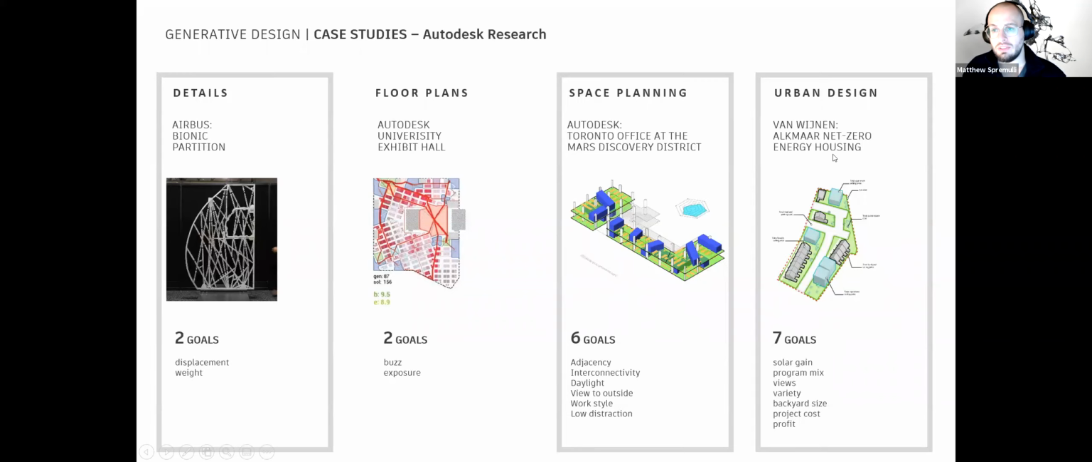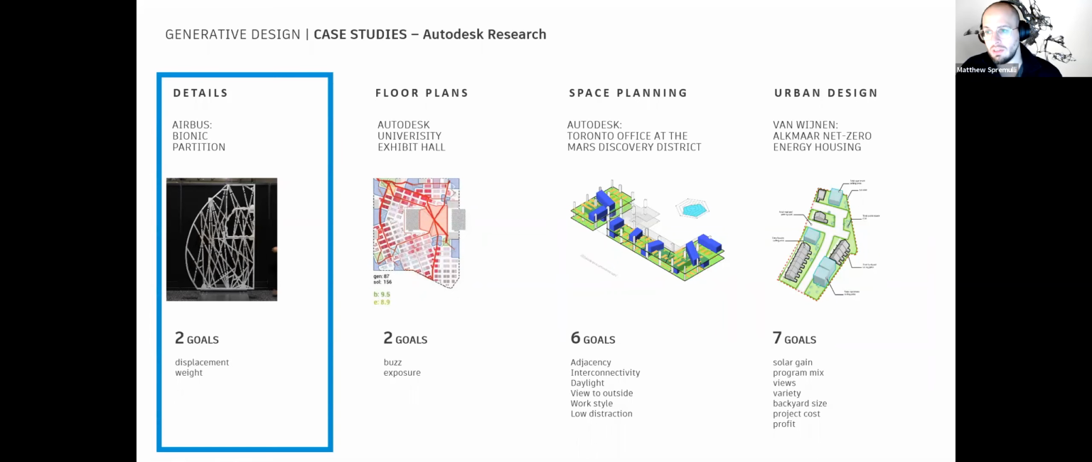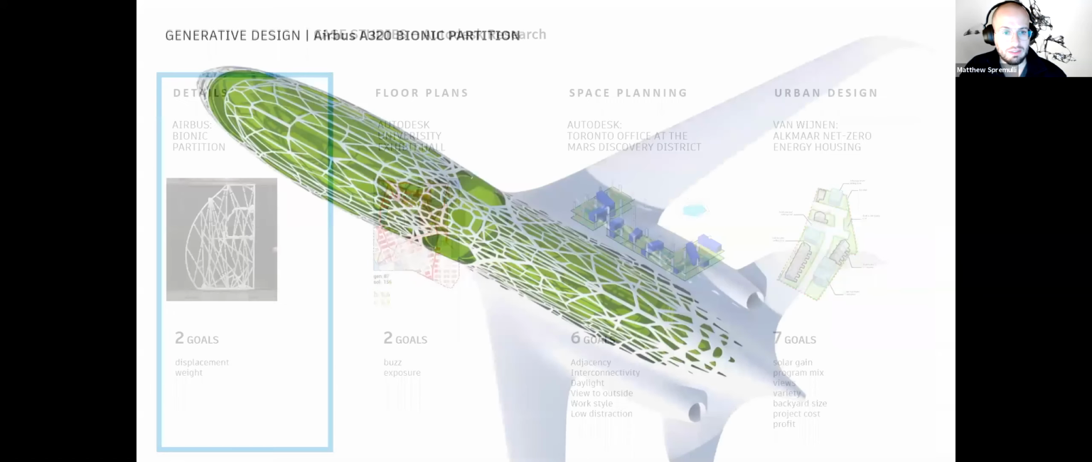And another project, we partnered with one of our customers called Van Wijnen. They are a Dutch housing company. And there we wanted to lay out a neighborhood. And we had 7 goals. In this case, including cost and profit into the model, which was a first. So let's talk about these in a little bit more detail. Let's talk about the Airbus Bionic partition. Some of you might have seen this example, but I'll go over it again for clarity.